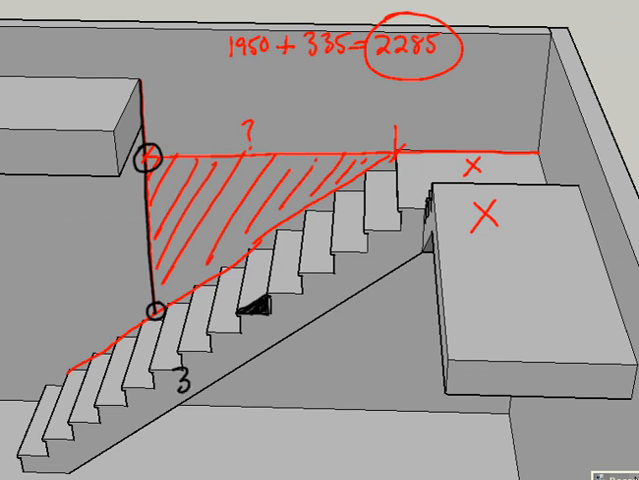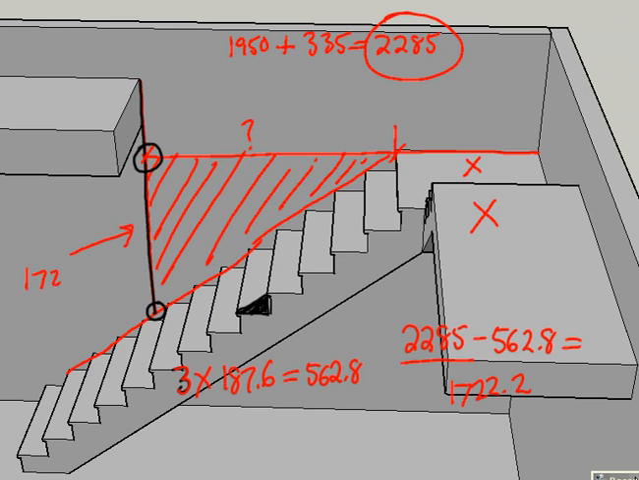So 3 times unit rise, which is 187.6, is equal to 562.8. If we subtract that from the drop to line of flight, 2,285 minus 562.8, that is equal to 1,722.2. That is this dimension, 1,722.2.